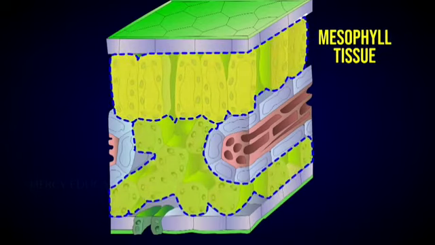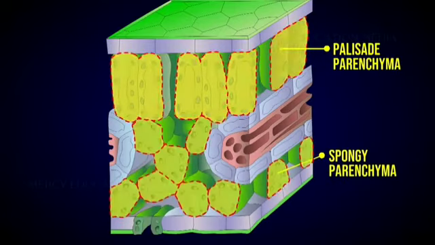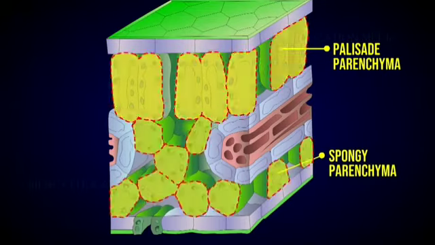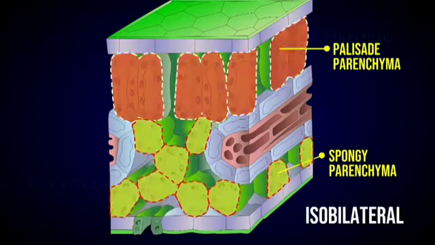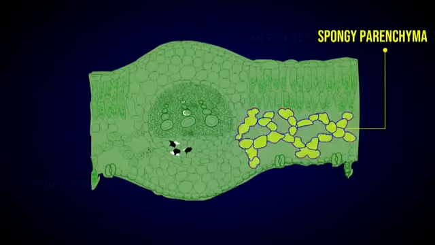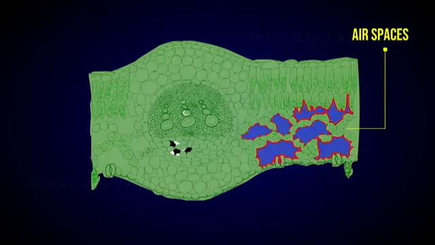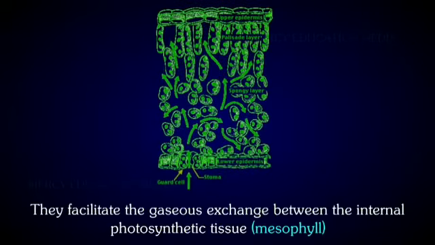Next, mesophyll. The tissue present between the upper and lower epidermis is called mesophyll. It is differentiated into palisade parenchyma and spongy parenchyma. Next, palisade parenchyma. It's found just below the upper epidermis. The cells are elongated and have a large number of chloroplasts. The cells do not have intercellular spaces and they take part in photosynthesis. Next, spongy parenchyma. It is found below the palisade parenchyma.